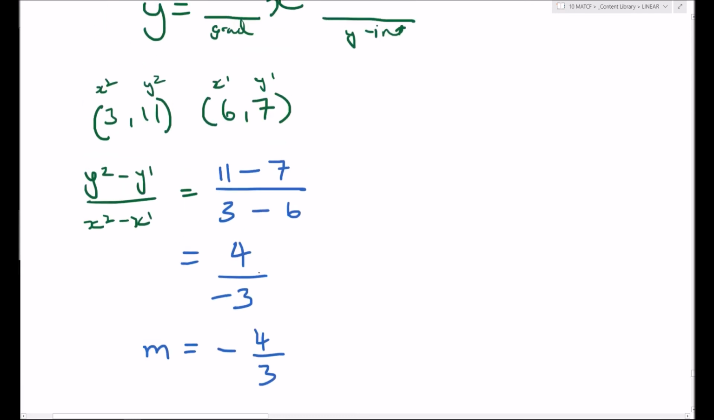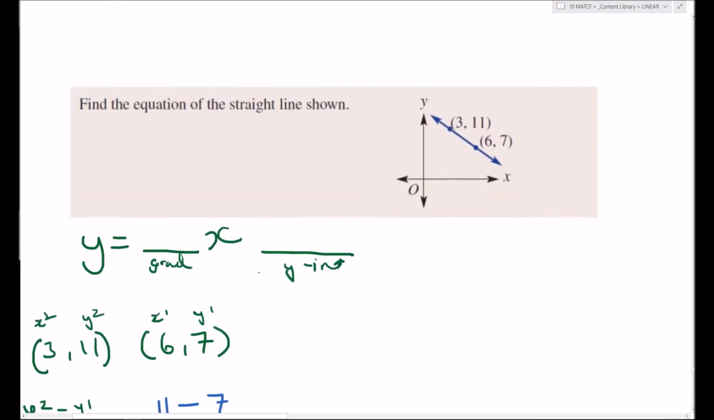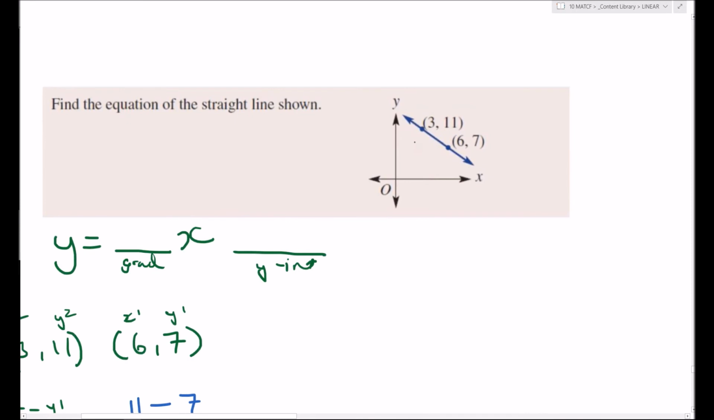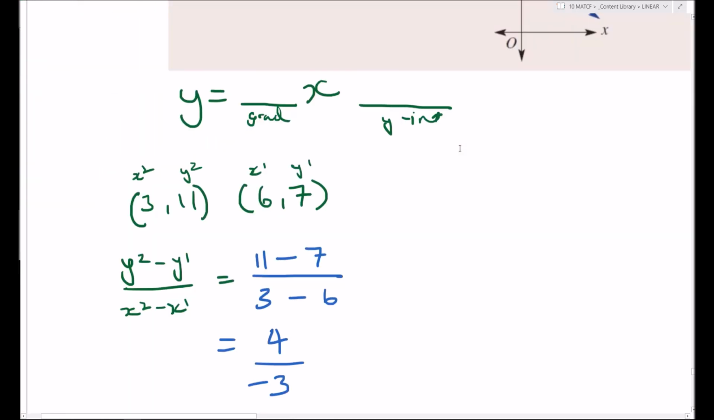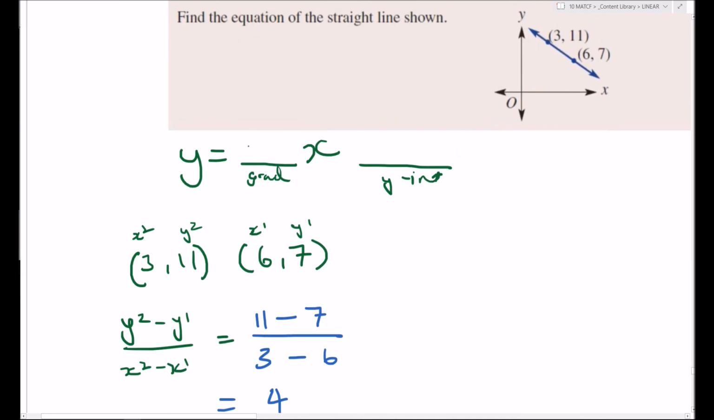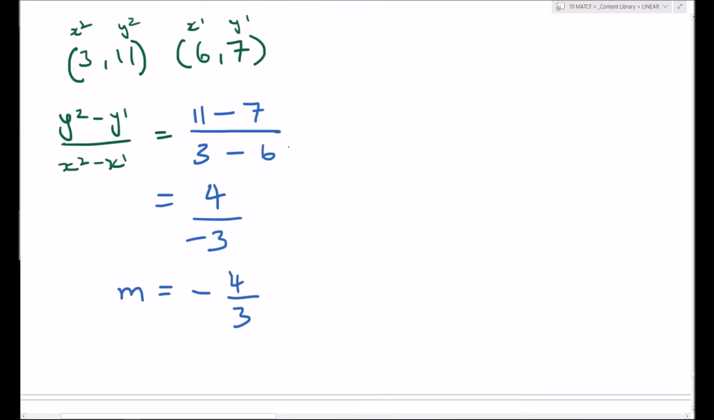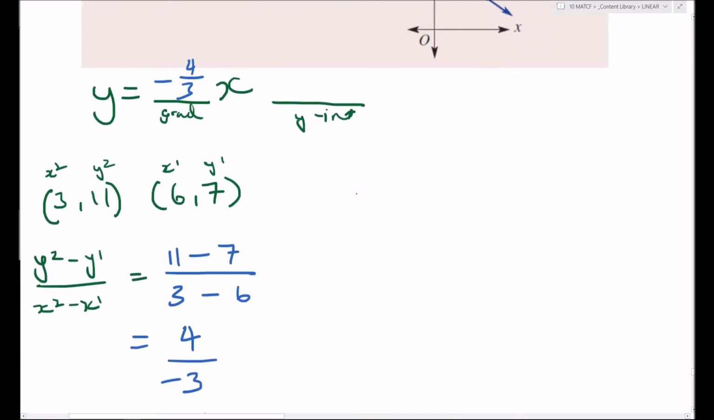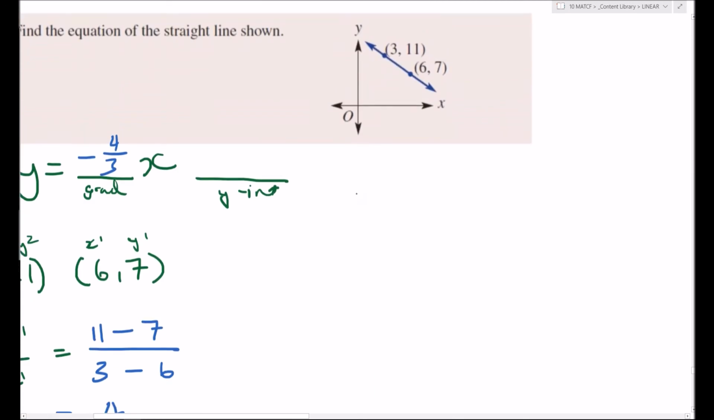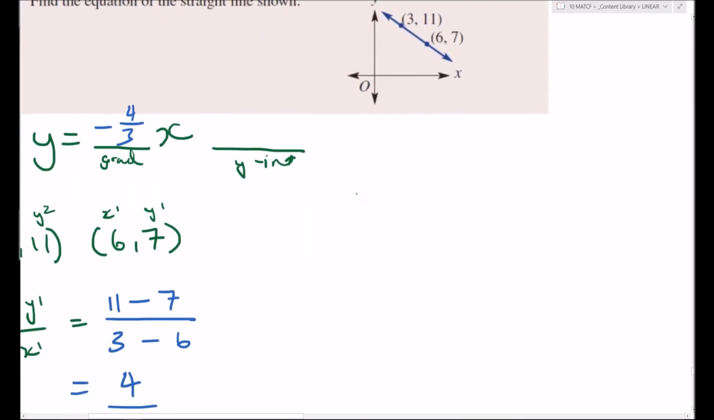And that makes sense because if you look at the line, it's going downwards, which means that the gradient must be negative. So negative 4 over 3, that's my gradient. All right, easy. So now the next part is we need to figure out what the y-intercept is. This gets a little bit tricky, but bear with me because it's not as bad as you think it is. What you need to do is write the formula that you have so far.